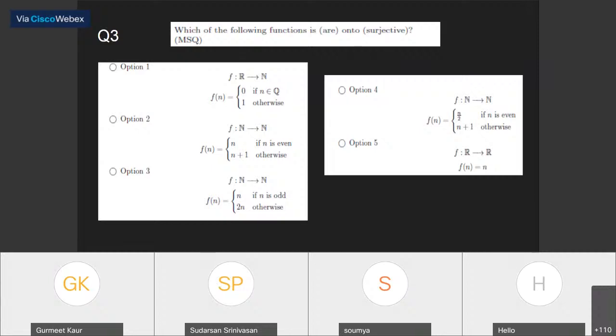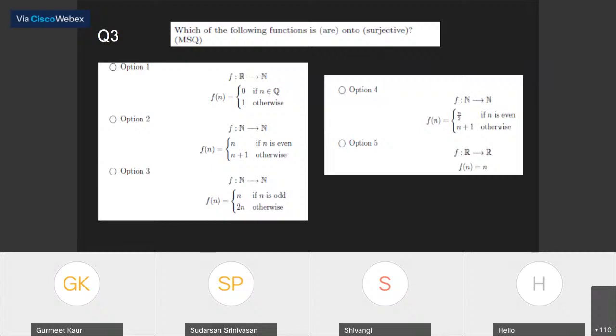Anyone wants to answer? Option 4. So option 4, I feel is surjective because for every y, there would be an x that belongs to N. It does not take the number 1, so it's not surjective. It does. You take, say, the number 1. So what n gives the value 1? Is it 2? Surjective, sir.